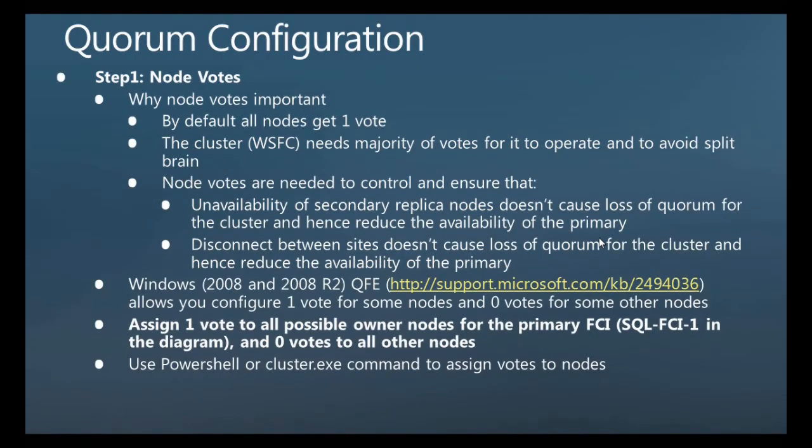So by default, all nodes get 1 vote. If you want to have the node majority with an even number of nodes, it's already set up. But in this case, because you have 2 different FCIs in 2 different subnets, we assume you have even numbers of nodes. So that's why you need a node plus disk majority. You can configure the quorum for one side. They have 2 nodes and 1 disk, so you have 3 votes.